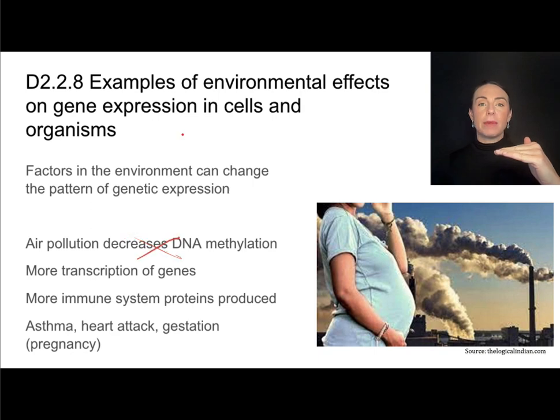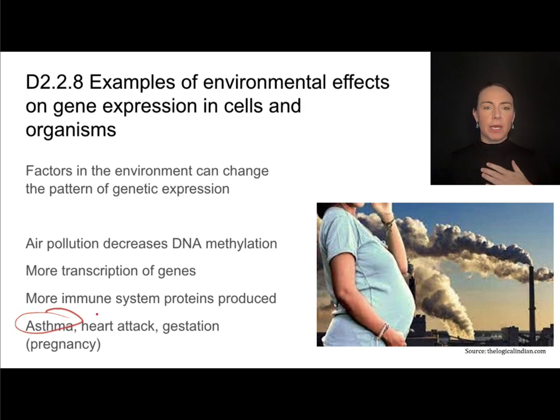So if you're decreasing the methylation, you are going to enhance transcription because you're removing the things that are inhibiting the transcription to begin with. So this means that we'll have more transcription of genes, and many of the genes that are unmethylated by air pollution are coding for immune system proteins. So that means we're going to have more of these proteins, which can be good in fighting some of the things that are complicating factors from air pollution, but it can also increase rates of asthma, rates of heart attack, and it can even affect gestation, which is the term of pregnancy. So there are a lot of effects of these environmental factors because they interact with our genes.